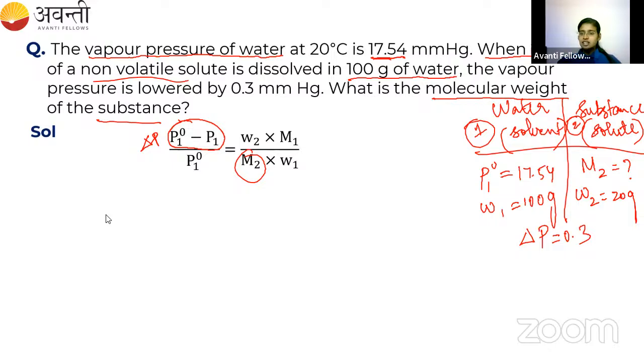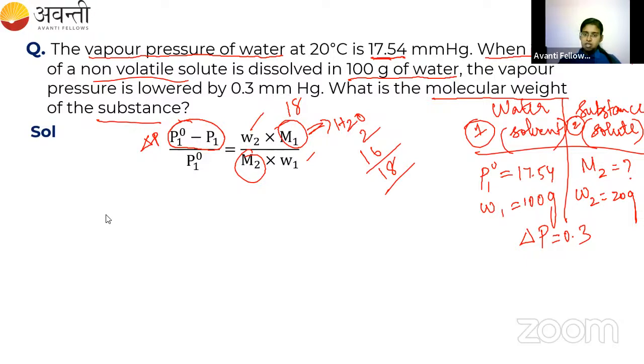Aishwarya has got the answer as 3.6. Okay, let me check. So guys, have you understood how to approach it? We have P1 naught, we have delta P, we have W2, we have W1. You know how to calculate M1, right? 1 is water, so M1 is the molar mass of water. For hydrogen it is 2 and for oxygen it is 16, so the molar mass of water is 18. So we have M1 also as 18. On substituting all the values, we can get the answer.